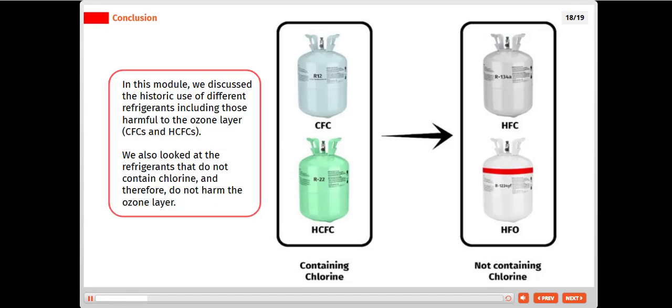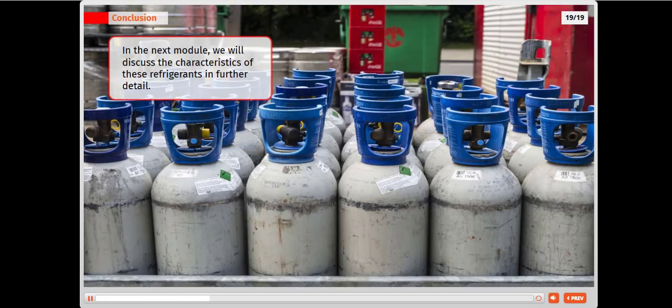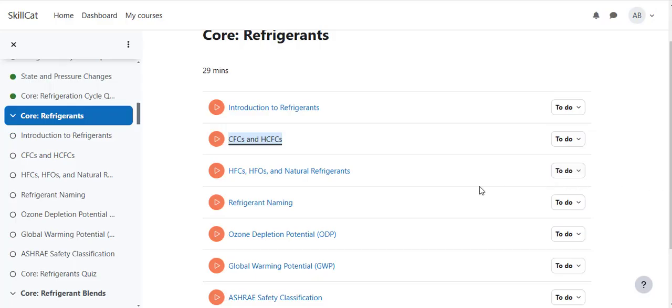In this module, we discuss the historic use of different refrigerants, including those harmful to the ozone layer, CFCs and HCFCs. We also looked at the refrigerants that do not contain chlorine, and therefore do not harm the ozone layer. In the next module, we will discuss the characteristics of these refrigerants in further detail. Okay, we will continue here: HFCs, HFO, and natural refrigerant.